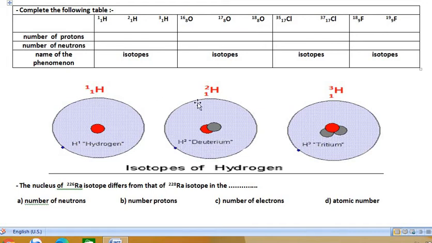The number of protons is the same, 1, but here there are no neutrons, 0 neutrons, so the mass number is 1. Here the mass number is 2, here the mass number is 3, so here is 1 neutron only. Here there are 2 neutrons.